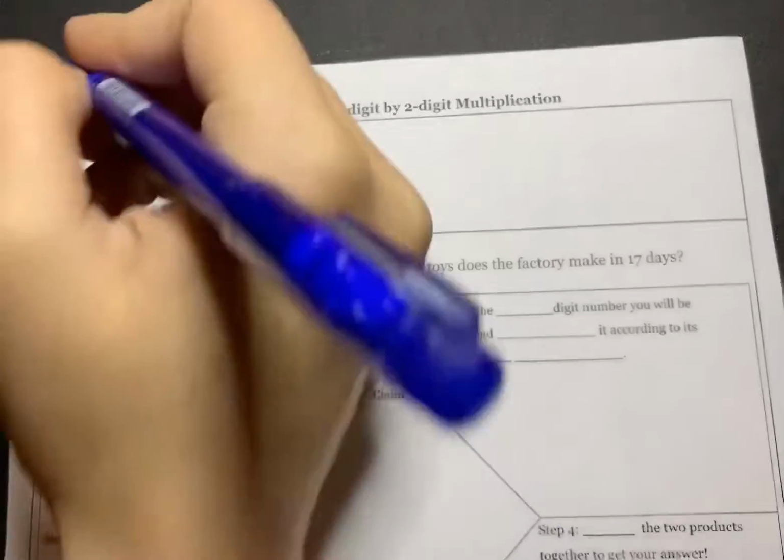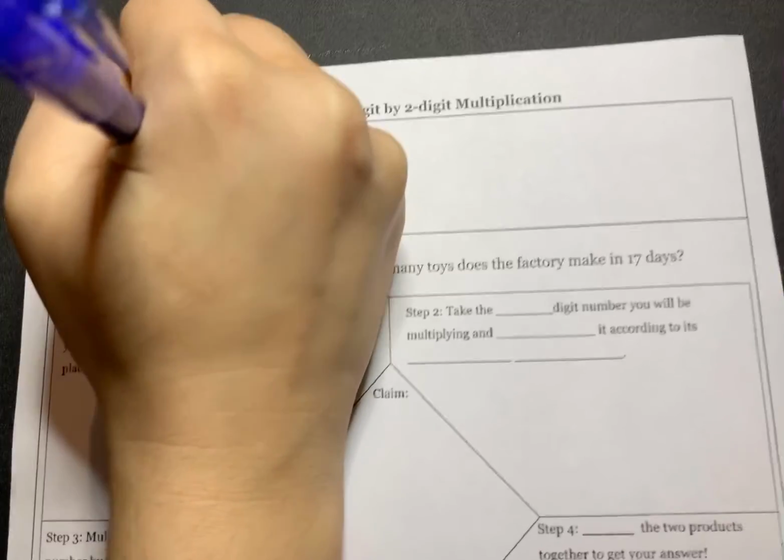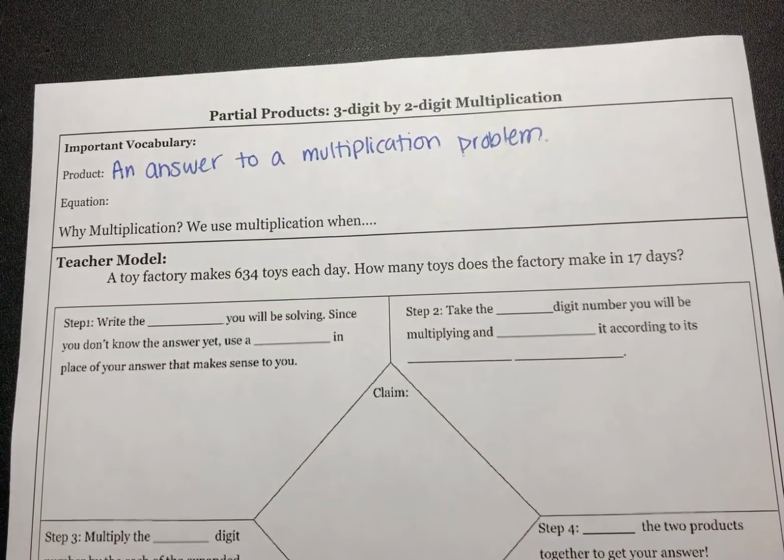The first one is product. A product is an answer to a multiplication problem. The next word is equation, and an equation is a statement that shows that two expressions are equal.